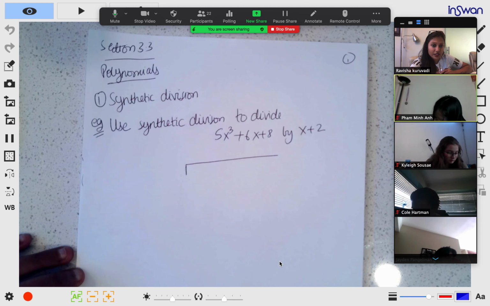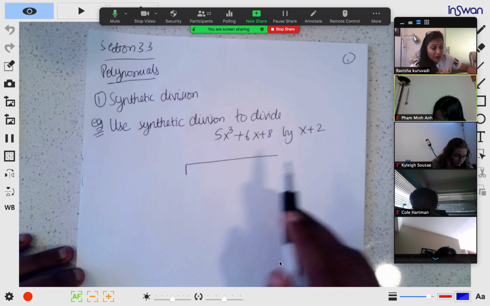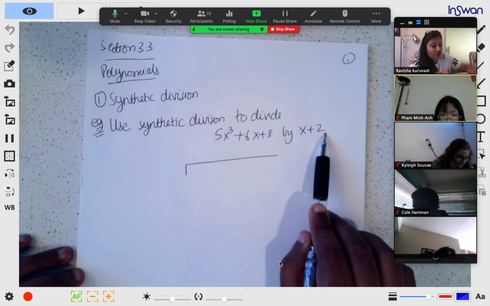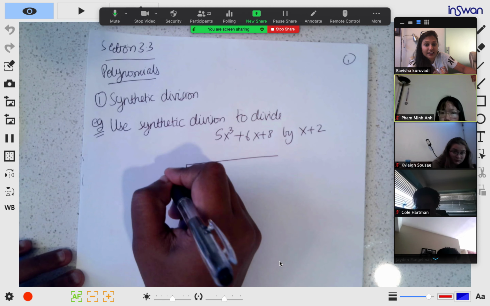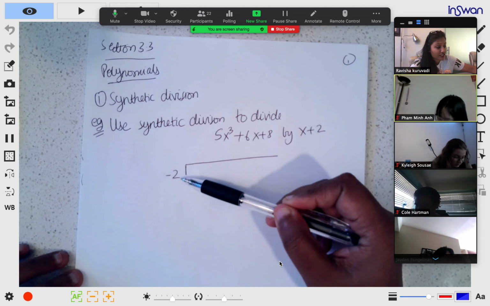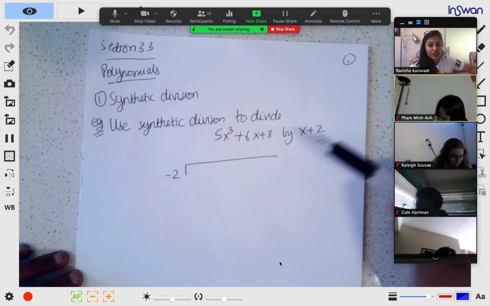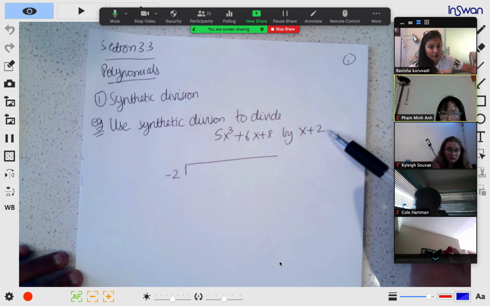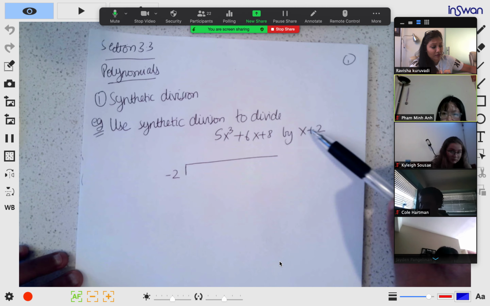What are you dividing by? I'm dividing by x plus 2, right? There is plus 2, so here you're going to take the opposite sign, negative 2. If it's negative 2, you take plus 2. So you change the sign. Whatever you're dividing by, you take the constant and use the opposite sign. If it's positive, make it negative. If it's negative, make it positive.